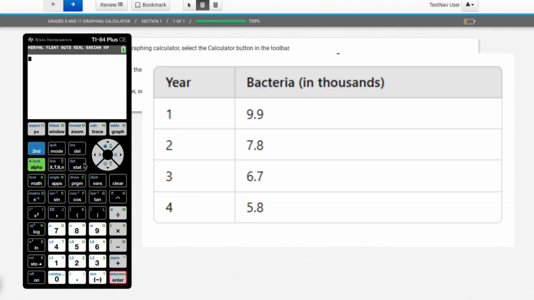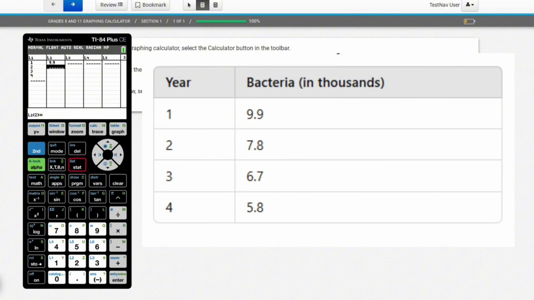All right, let's get gross and talk about bacteria. We'll go to stat, edit. We're doing a logarithmic regression equation, which is ln reg. So this is the direction that we go in. Type in your numbers like so. Go over here, your bacteria in thousands. We have to keep that in mind.